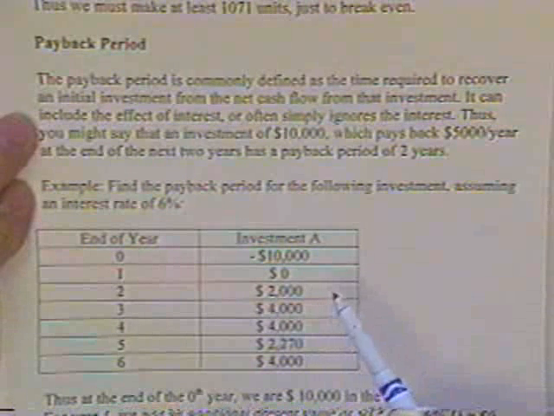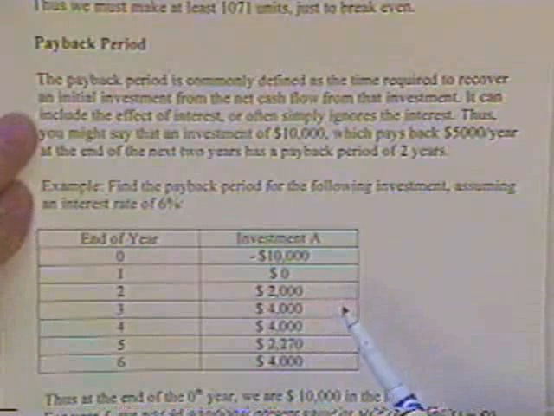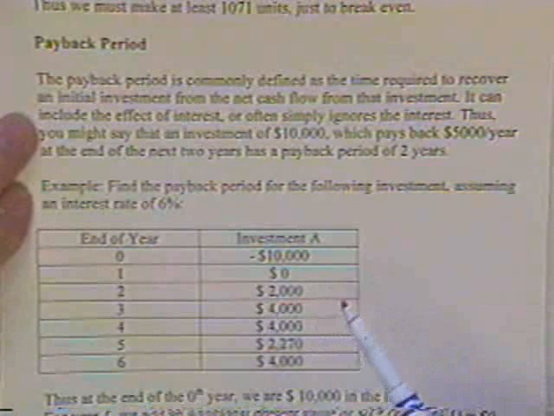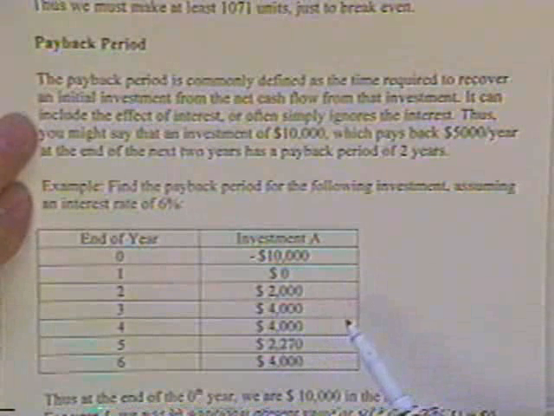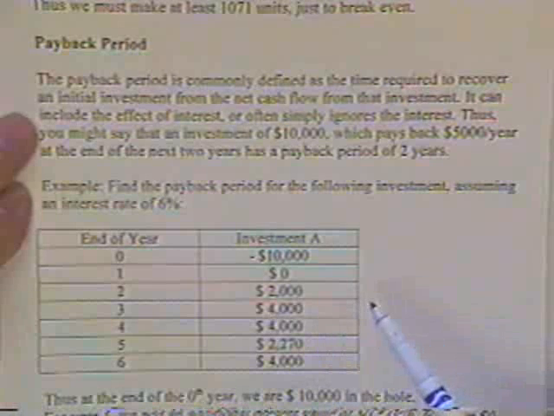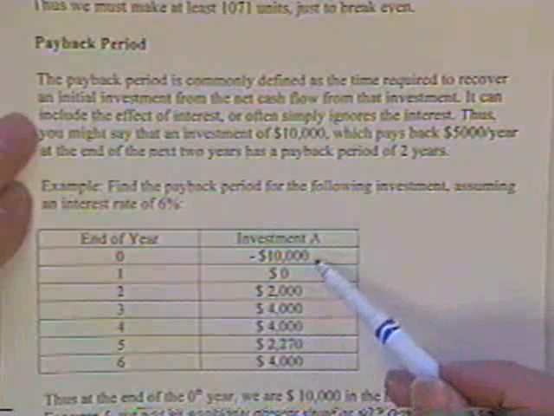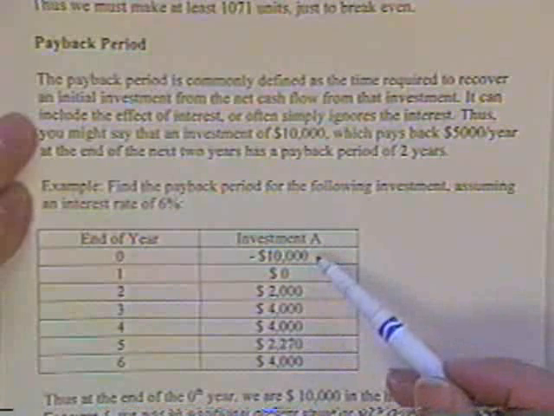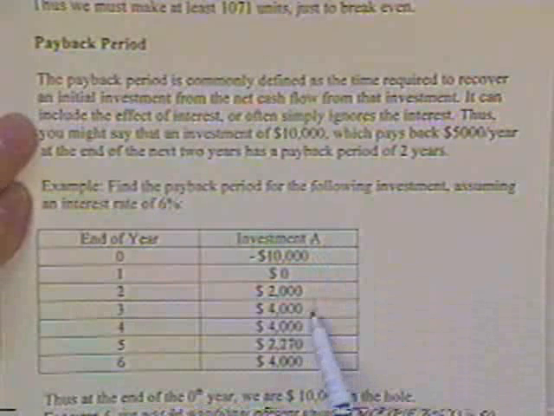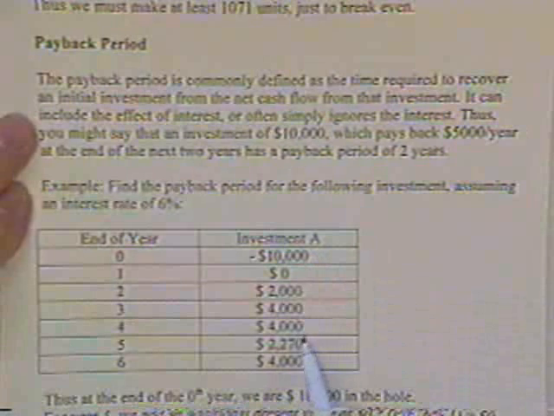If the problem on the exam says, and the interest rate is 6%, then he obviously wants you to include the effect of interest. If he just says, what's the payback period on something, for instance, maybe like this one right here. If I didn't give you an interest rate, well, here would be the payback period right here.